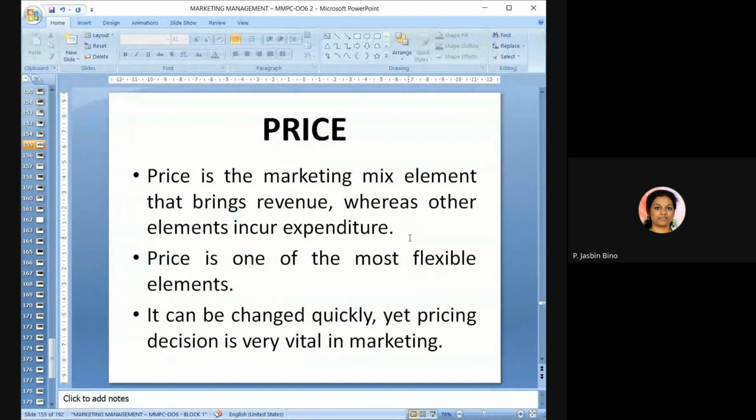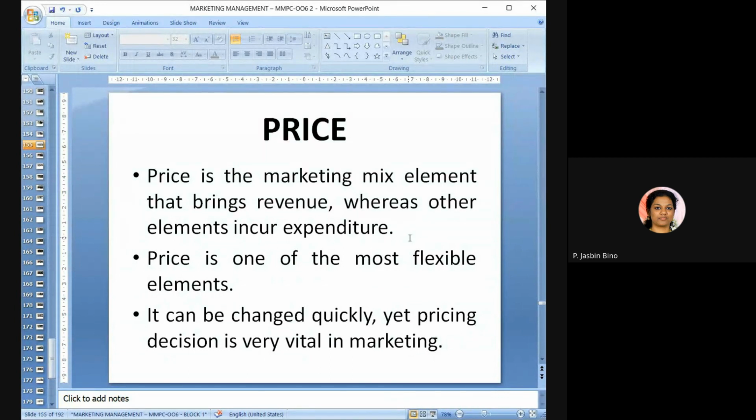So the next one is price. Among the four P's, the first one is product and the second one is the price of the product. In the last session itself, I told you price is an important marketing mix element which brings revenue to the company. This is the only P that brings revenue, whereas other elements incur expenditure. When we produce a product, the company has to invest, so it is an expenditure. But price brings revenue.